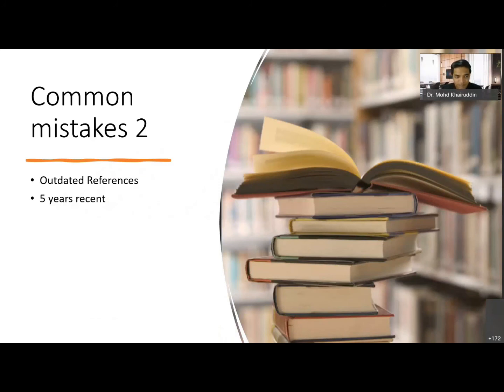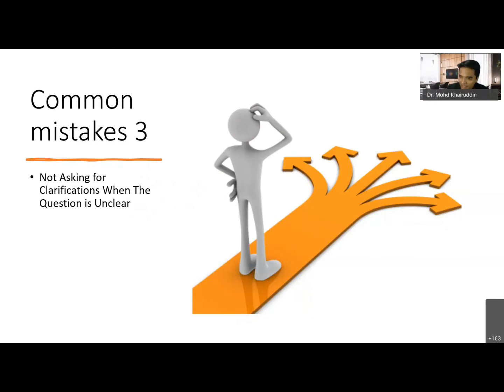It's supposed to be 5 years recent. You have to be careful with this because UTM is very strict on this. So please make sure that you update your references. That's why tools like EndNote and Mendeley are used. The skill of getting references from Google Scholar and so on is very, very critical and vital. Number three is that the student fails to ask when the question is unclear.